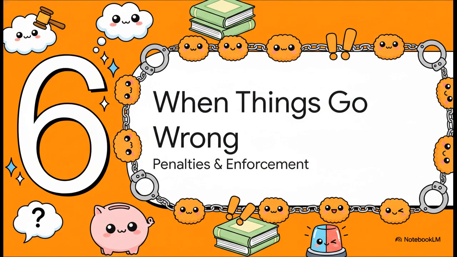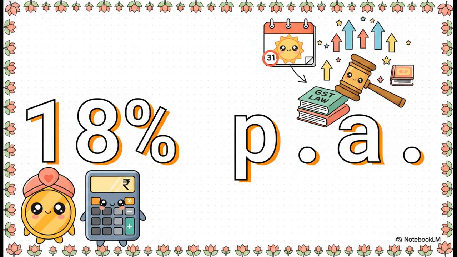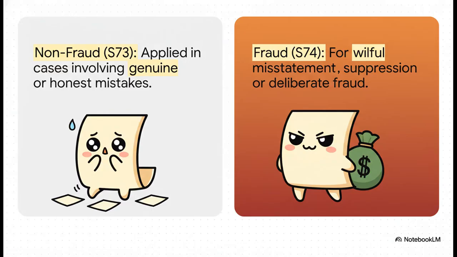Okay, but let's be real. Mistakes happen. Deadlines get missed sometimes. So what happens then? Well, the law has a pretty clear framework for enforcement and penalties. When it comes to paying late, the rule is crystal clear. Section 50 of the Act lays out a standard interest rate which is charged at 18% per year on the amount of tax that was paid late. But for bigger problems, the government looks at one thing above all else: your intent. Section 73 is for genuine, honest mistakes. But Section 74? That's reserved for cases of deliberate fraud, for hiding facts, or for willful misstatements.